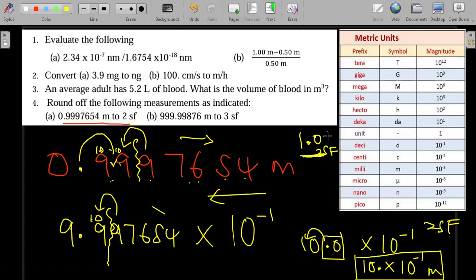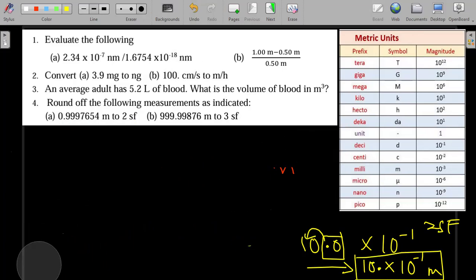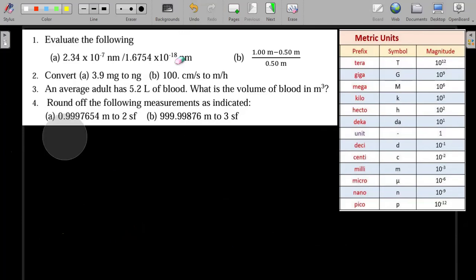So don't forget to add the units even there. So you can write your answer like this, or you can write the answer like this if you like scientific notation. Okay, then let's look at B. So B, it will be very simple because we've done the same on A.